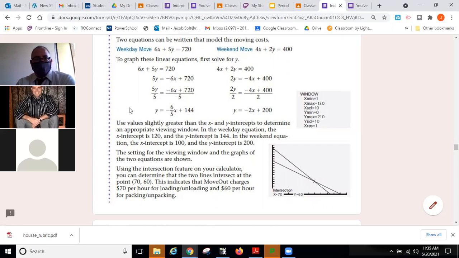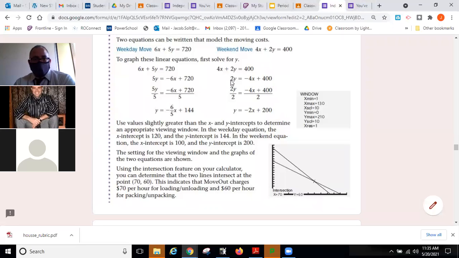So this is the first equation we can put in our calculator. Now we're going to get Y by itself over here. To do that, we're going to have to move that 4X over to the other side. We're going to subtract 4X on both sides of this equation in order to get the 4X to move over. That leaves us with just 2Y equals negative 4X plus 400.